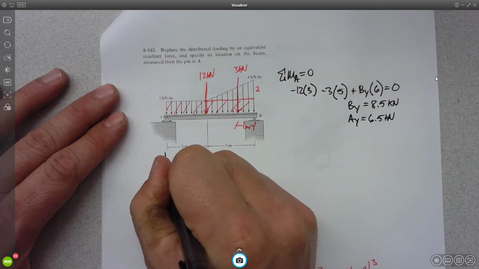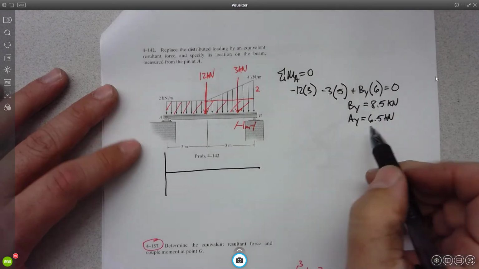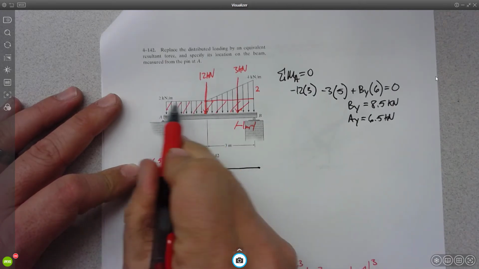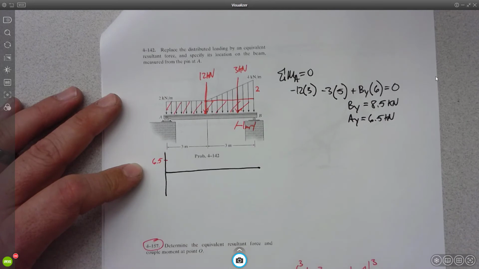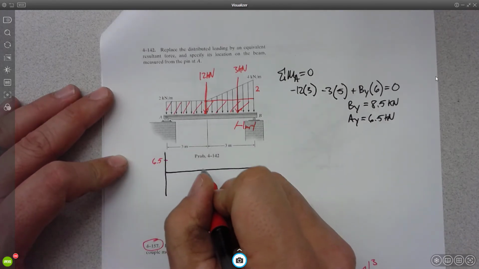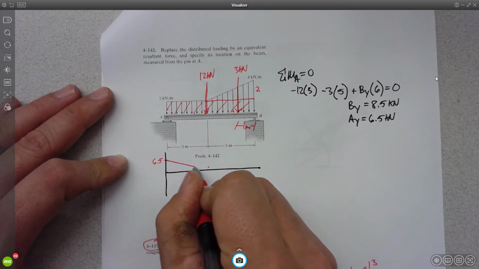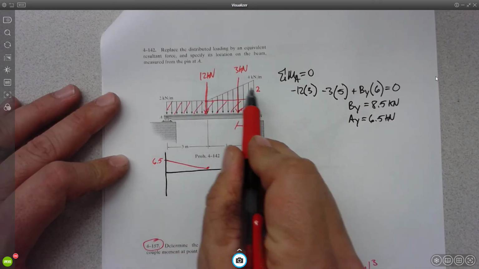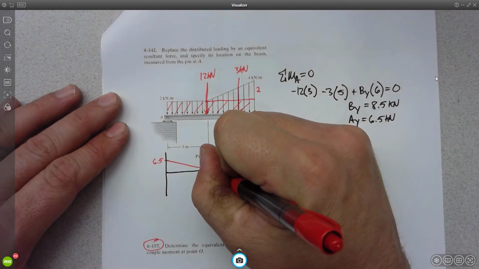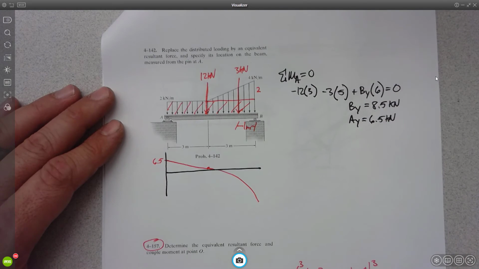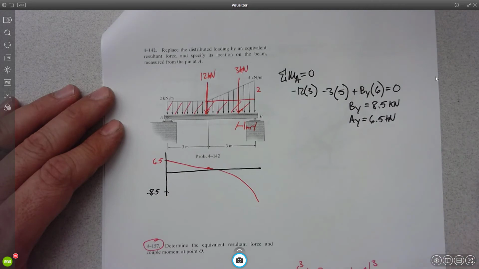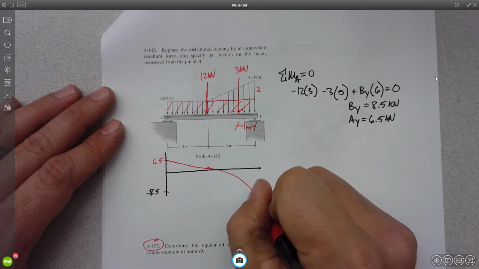So I can draw my shear diagram. At A, I jump up 6.5. I have a constant negative slope, so I go in a straight line. So 2 times 3 is 6, so I'm going to go in a straight line down to a half. Okay? At which point my line is tangent and increasingly negative, until I plunge down at the end. I guess I kind of did that a little far. I'm going to have negative 8.5 where I jump up.